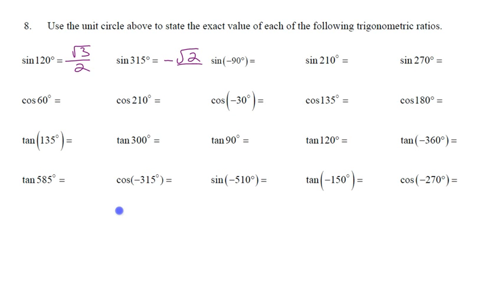What's the sine of 315? Get the sign right. It's negative. I know, I wrote that. What's the sine of negative 90 degrees? Oh, we're going the other way. What's the sine of negative 90? 0. Seriously? Negative 1. What's the sine of 210? Negative 1/2. What's the sine of 270?